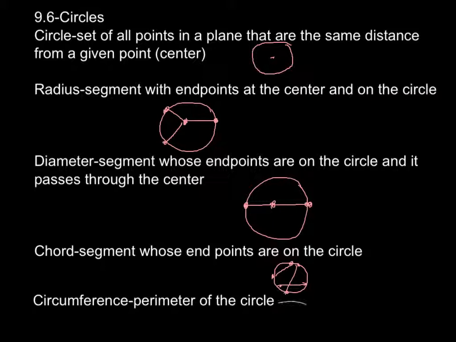And lastly, we have the circumference. I'm going to draw that one over here. All the circumference is, is the perimeter of the circle. So if I started at the top of the circle and counted all the way around the circle, that is my circumference. It's just like the perimeter of a rectangle, except we call the perimeter of a circle a circumference.